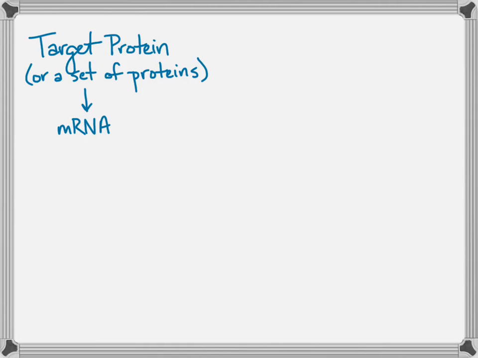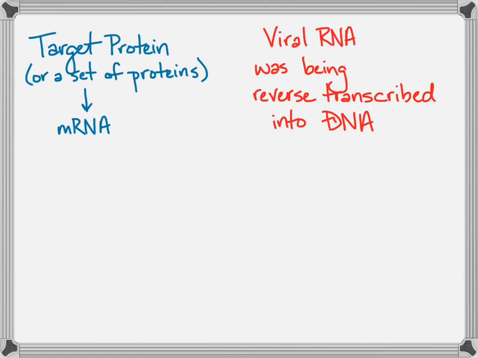And by about the 1970s, we also knew that there were viruses that were using RNA, not DNA, as their genetic material. But there was still DNA taking over the host cells. So the viruses had RNA in their mature form, but somehow they were taking that RNA and turning it back into DNA.